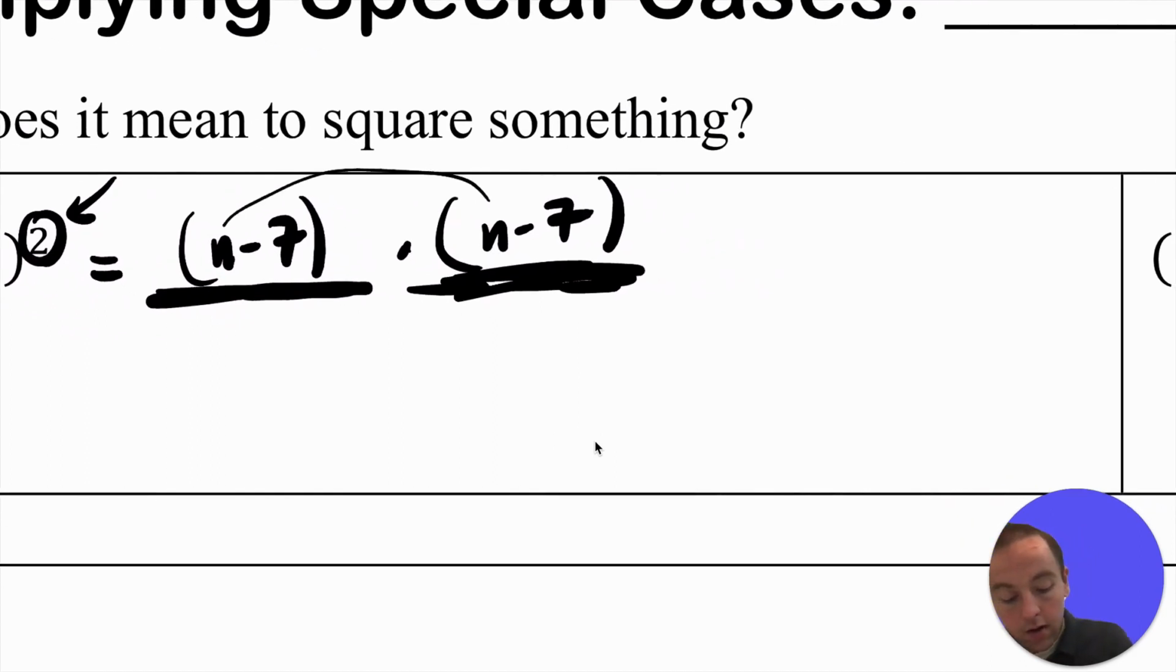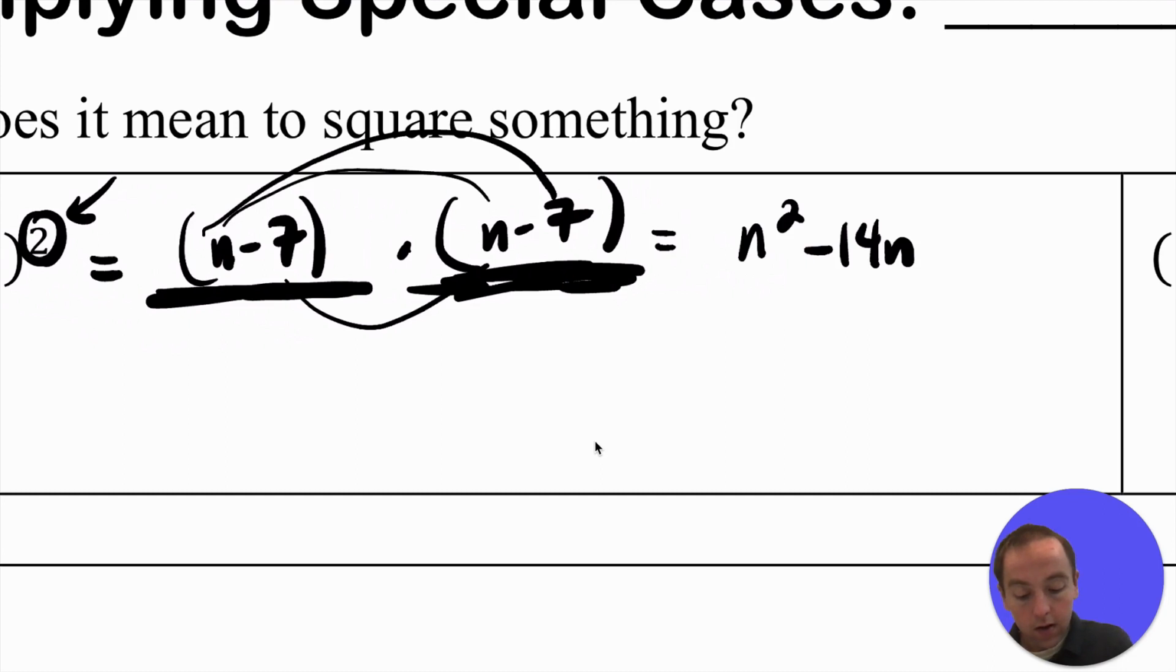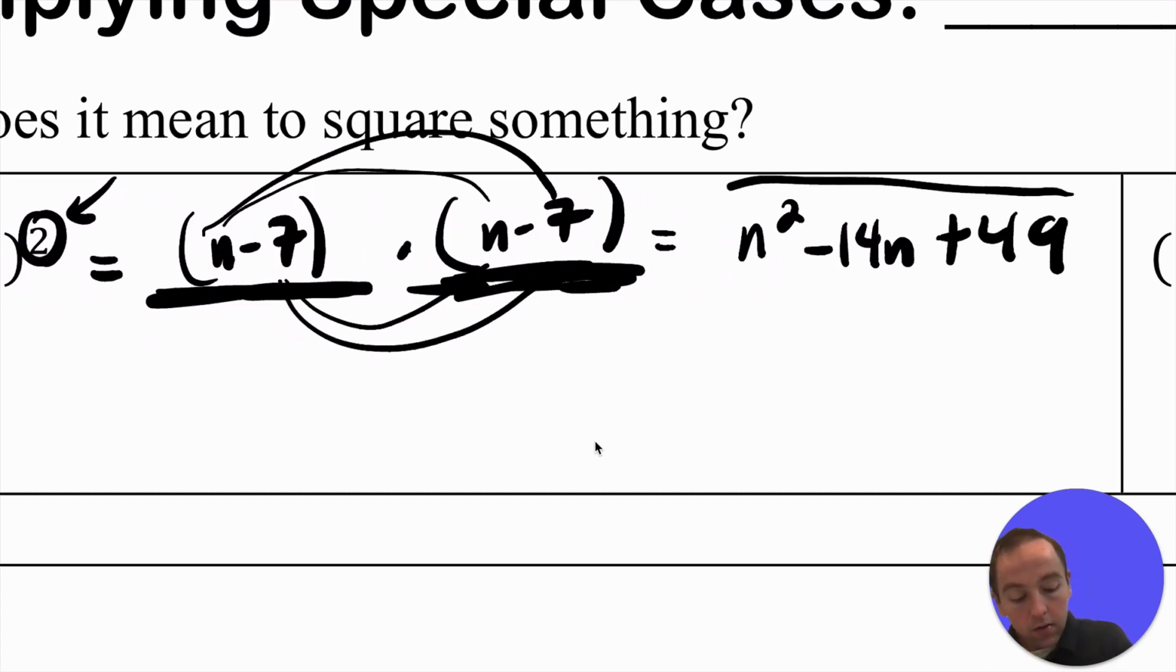So you're going to end up getting n squared, a negative 7n and another negative 7n, which will combine to give you negative 14n, and then a negative 7 times a negative 7 will give you a 49. So this right here is the correct answer to simplify that expression.